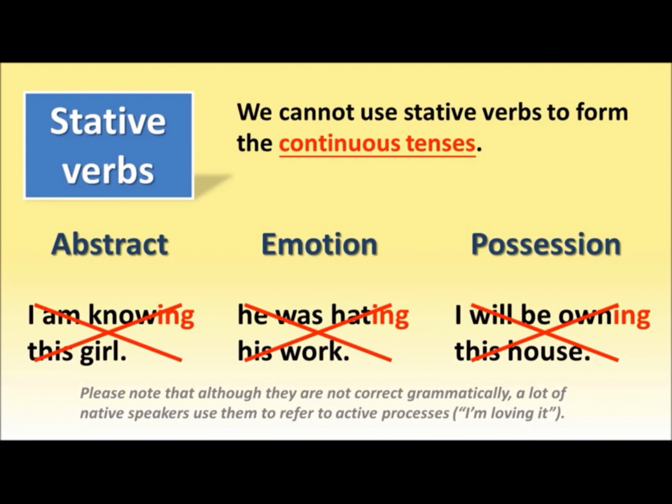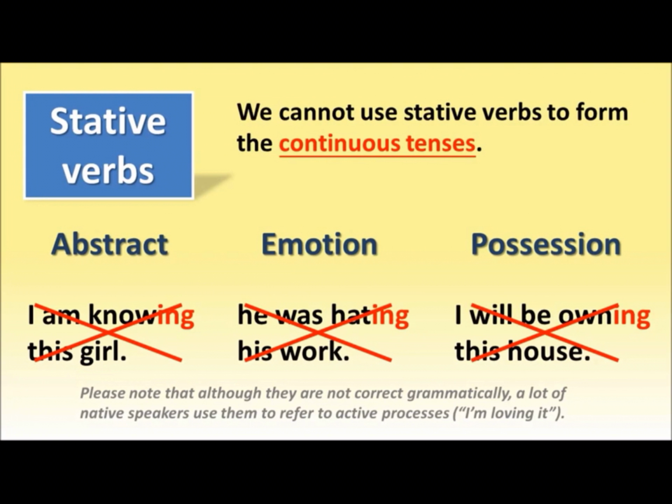And so these are all wrong. Many of my students use stative verbs in this wrong way. And that's why this is a very important lesson, to know the difference between dynamic and stative, to know the abstract, emotion, and possession, and most importantly, to know that we cannot use the stative verb to form continuous tense. Okay? And in my next video, I will give you more example words of dynamic and stative verbs. The correct way of writing them, saying them.